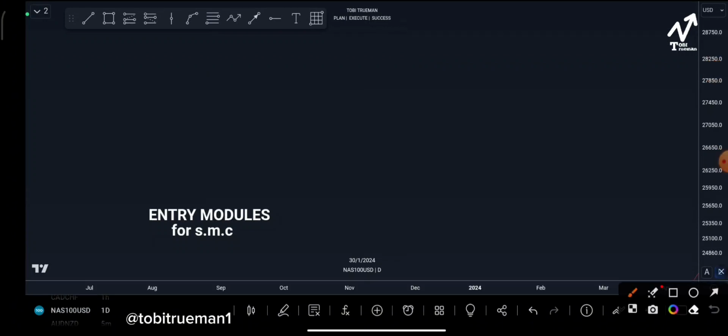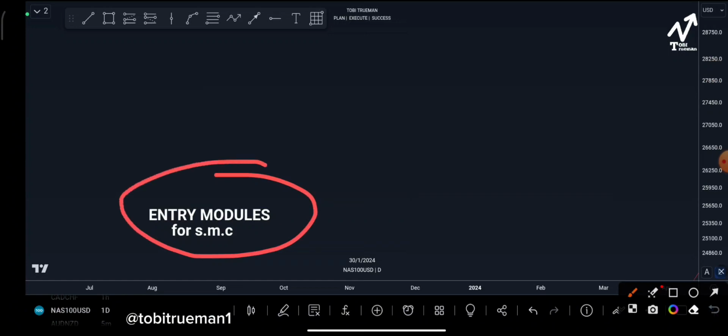And we are in the entry modules. As mentioned yesterday, we'll be looking at each of the entry modules. At least we will be able to identify three. Each of these modules, we will examine them one by one per video.